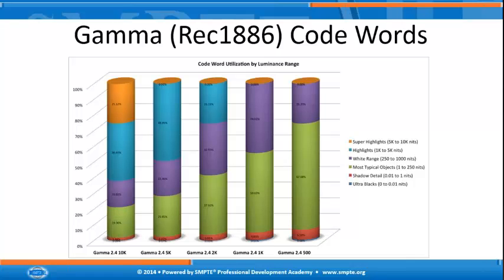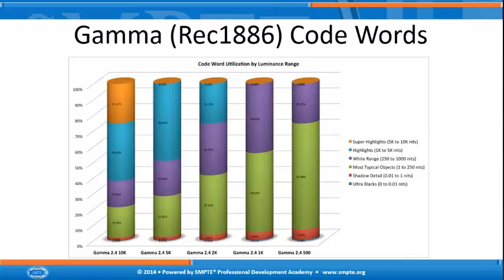Going below that, we have the shadow detail range. This is what I'm going to call 0.01 to 1 nits, and then I just call the levels below that the ultra black range. Above that, we have the white range, 250 to 1,000 nits. And then highlights being 1K to 5K, and what I call super highlights, 5K to 10K. Things that would generally be very small objects, very small speculars on the screen.